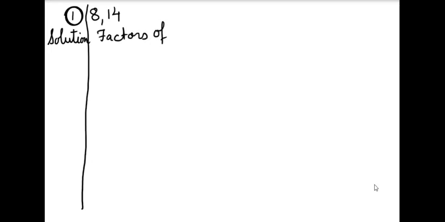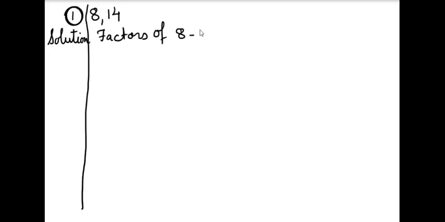Let us now solve this first sum, that is 8 and 14. Okay, so first we are going to write the solution. See on the board. First we are going to write the factors of 8. Can you tell me what are the factors of 8? Yes, first 8 will come in 1's table and its own table. So I will write 1 and 8.